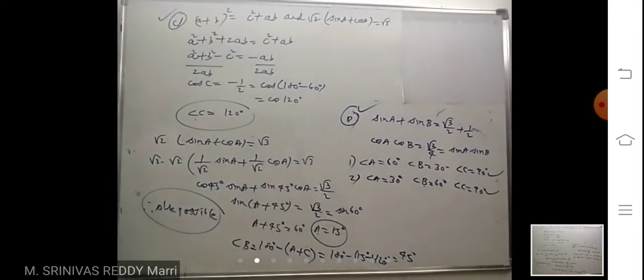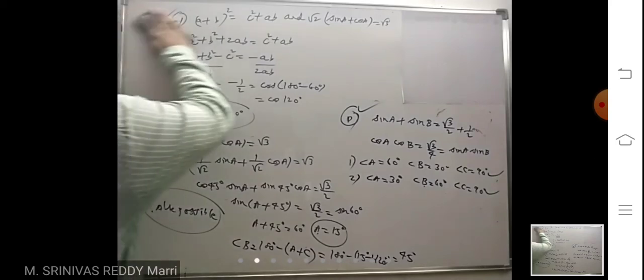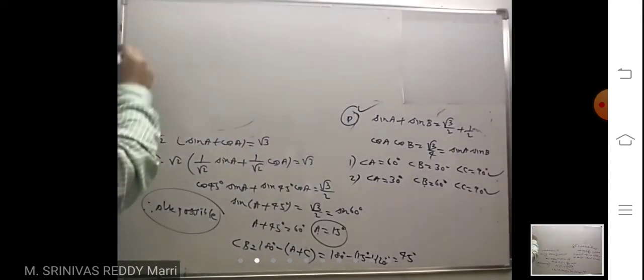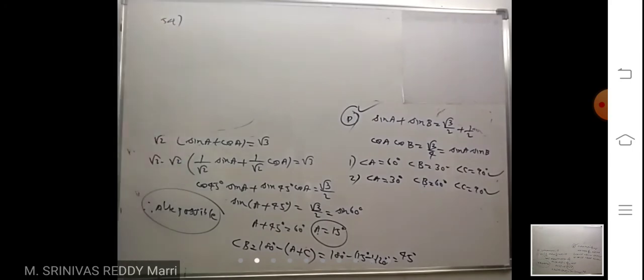Next, 54. Look at 54. In triangle ABC, if the median AD through A is perpendicular to AB.